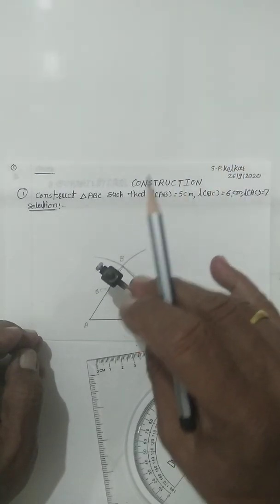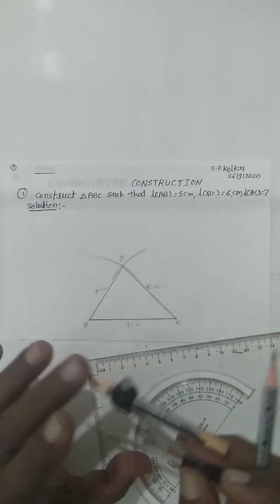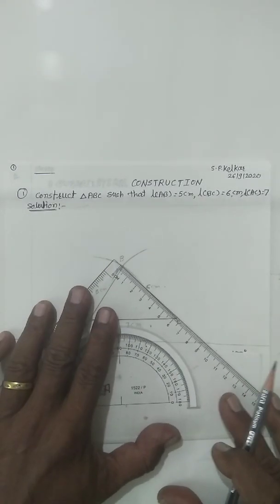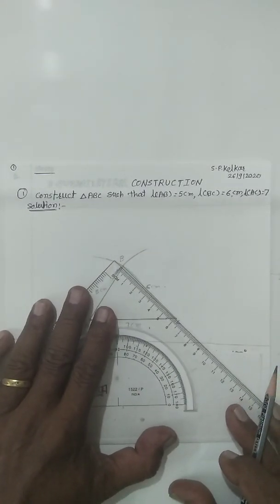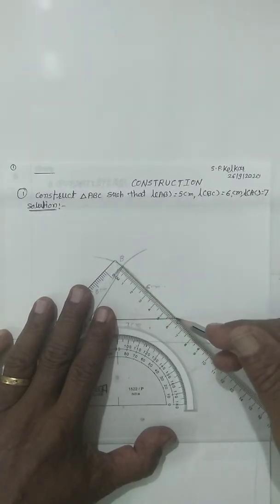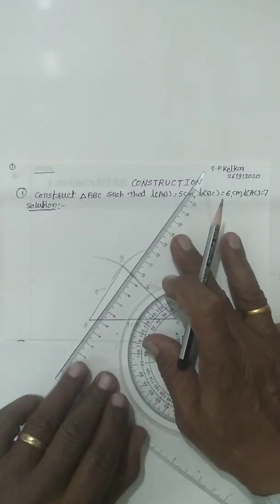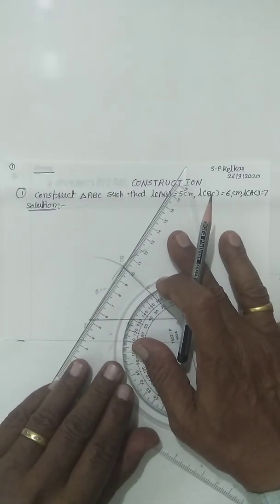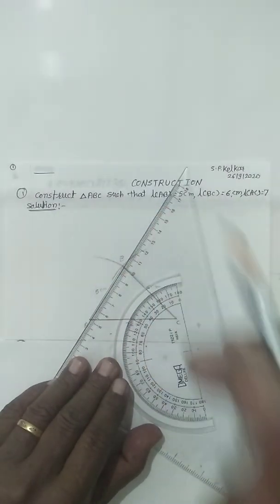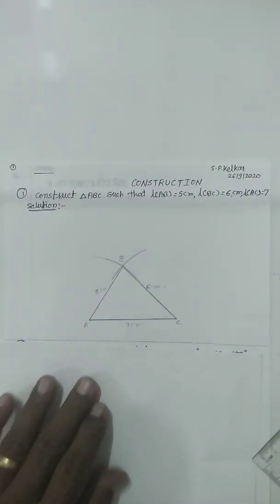Now the two arcs intersect. That intersecting point is again B. Join this B with C. We get the second side of the triangle. Then join this B with the point A. We get the third side of the triangle. In this way we complete the construction of the triangle.